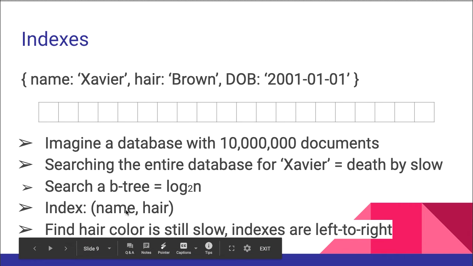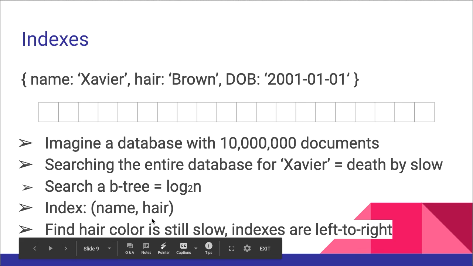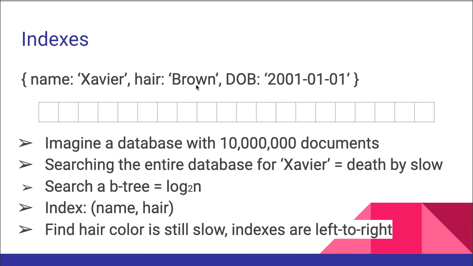One of the problems, right, is when you're looking for multiple pieces of data, for example zip code and income. Indexes are focused on the first part of it, right? So if I'm looking for name and hair, Xavier and Brown, it's really fast. If there's 1,000,000 documents, I can find Xavier in at most 20 searches, and then within that, if there's 10 Xaviers, I can find brown hair pretty quick.